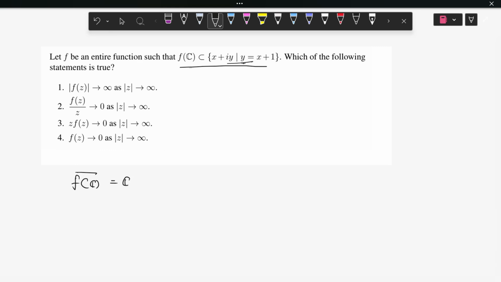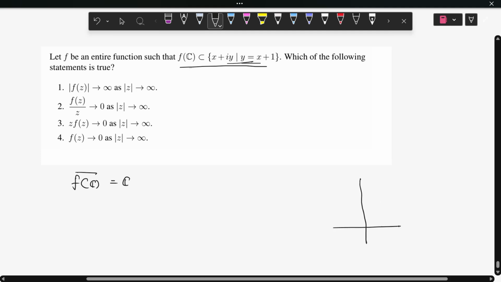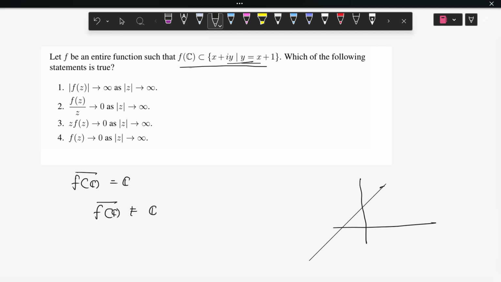Now if you draw this, y is equal to x plus 1 is a line like this in the complex plane. Okay, so now this line is closed, so I can say that the image set of f is not dense in C. So the image set of f is not dense in C, it means f is a constant function. f cannot be a non-constant entire function, so f(z) is equal to some c. If f(z) is c, then option 2 will be correct, because f(z) by z tends to 0 as |z| tends to infinity. So the correct option is option 2.